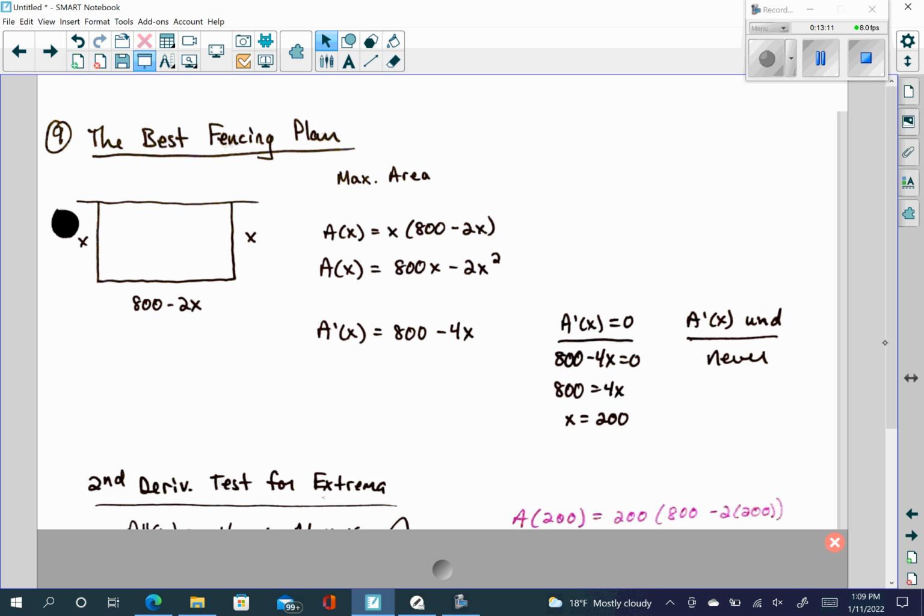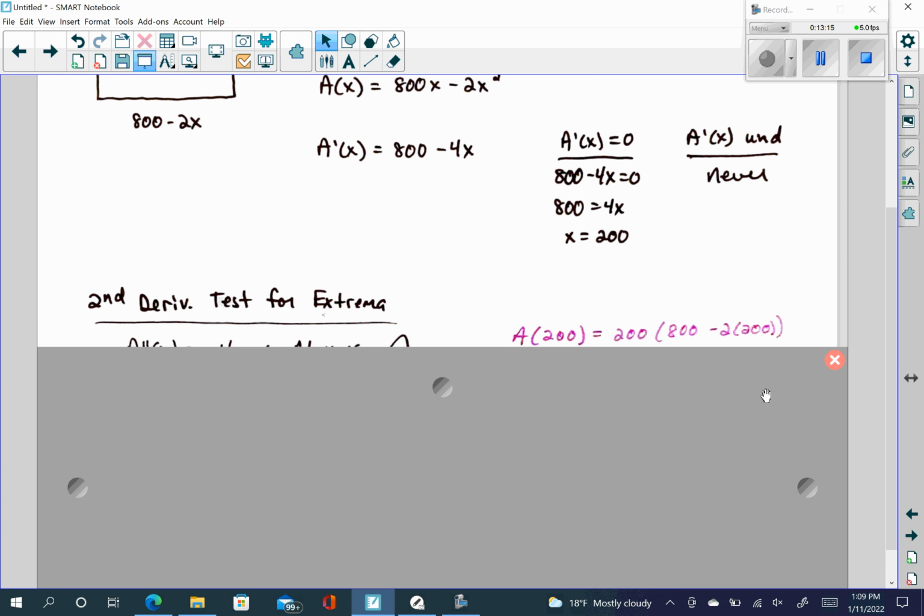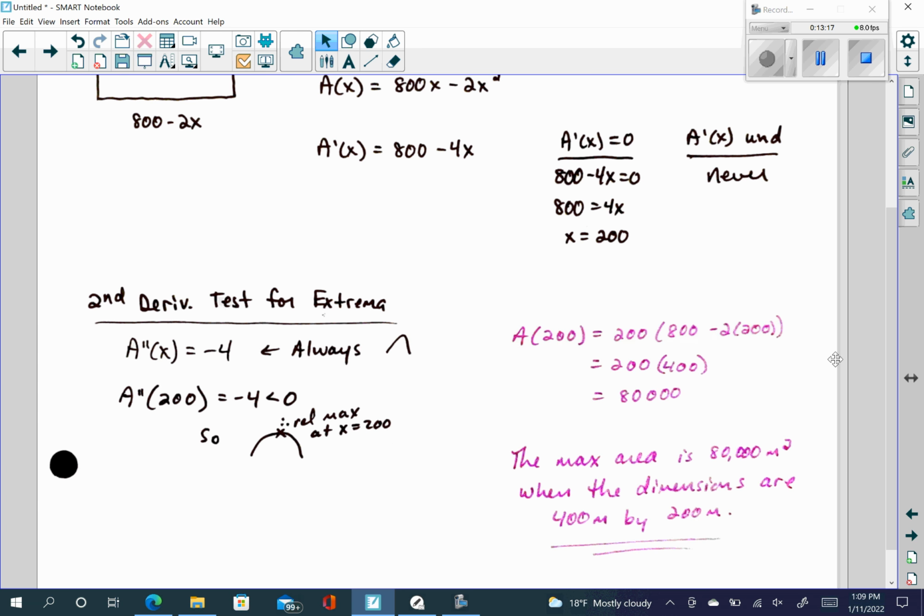Now this one, I found it to be a little bit easier if we found our second derivative. Again, you could do the first derivative number line, it does not matter. But our second derivative just turns out to be a negative 4. Notice there's no variable here, so that means it's always concave down everywhere. So even if I evaluated it at x equals 200, I'm still going to get a negative 4, which is still less than 0. So we're still concave down.